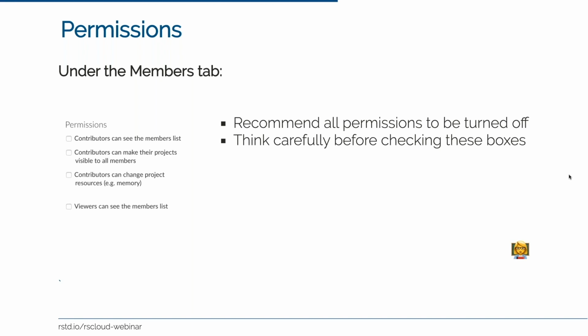Contributors can make their projects visible to all members. If this is for a course that is graded, where you are expecting that students not share code with each other, let's not make it easier for them to do so. So you can uncheck that box as well. Contributors can change project resources, so you can change how much memory is allocated to certain projects. This might be something you might want to check or you might want to uncheck. I would say, especially if you're teaching introductory students, chances are this is not going to be a concept they're super comfortable with anyway, so you can uncheck that. You can always set that level for them yourself later on.